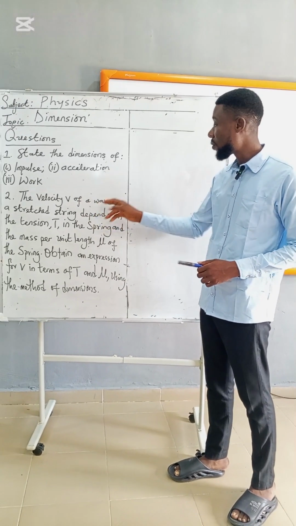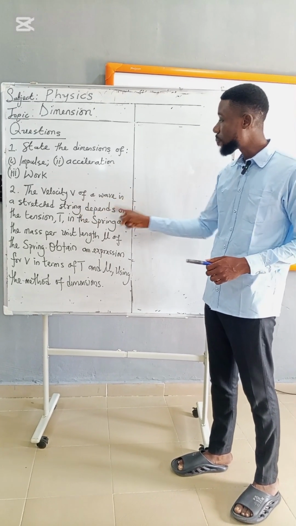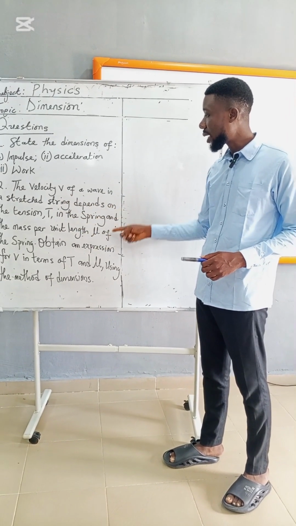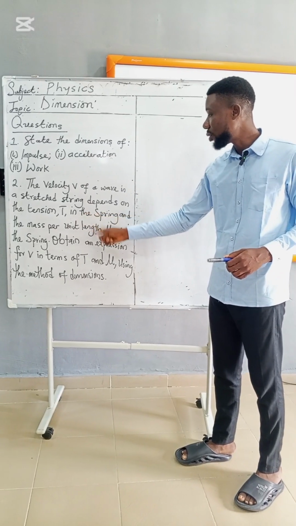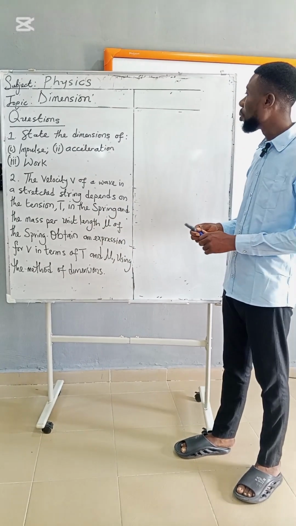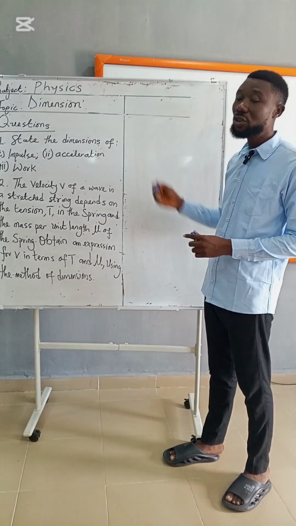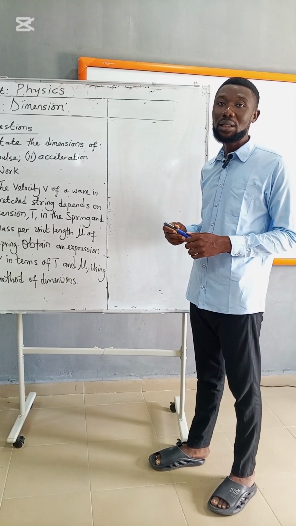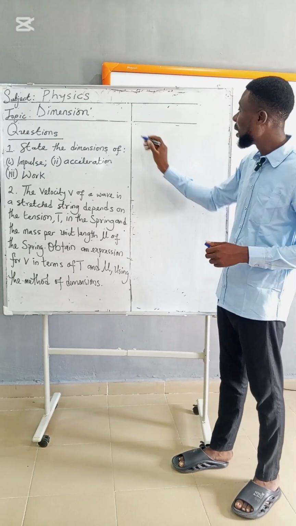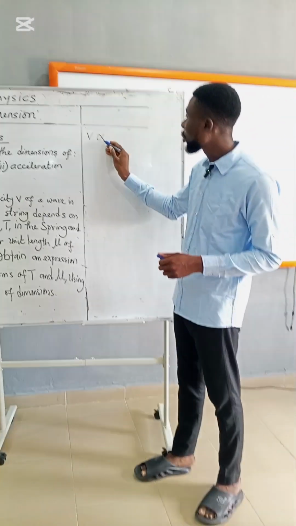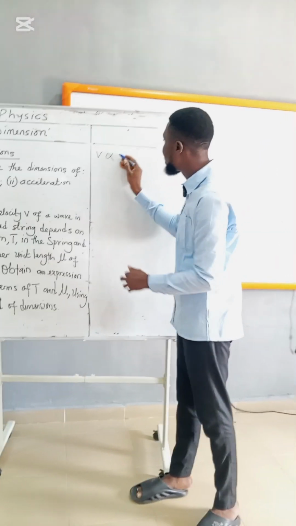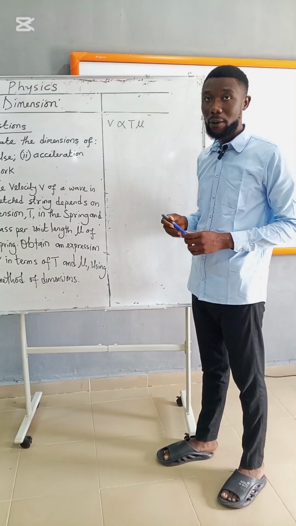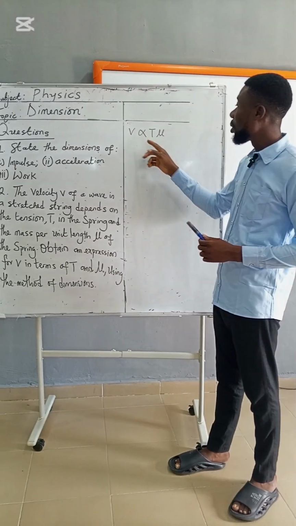It says the velocity v of a wave in a stretched string depends on the tension T in the string and the mass per unit length mu. So this is what we're going to do. We're going to be using the principle of proportionality because of that word depend. So velocity is proportional to the tension and the mu of the string. So that's what we're going to start with.